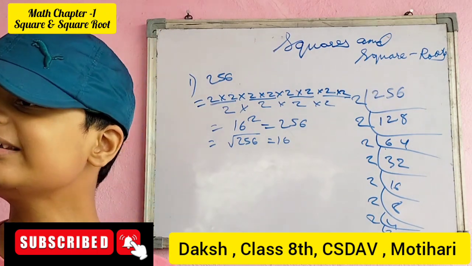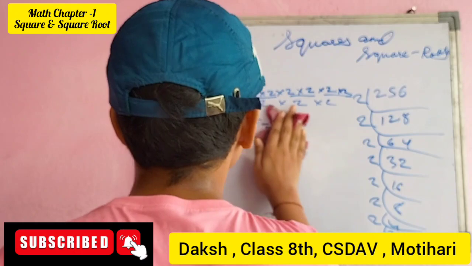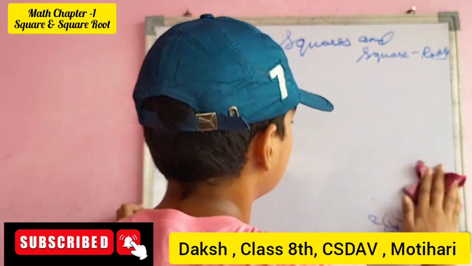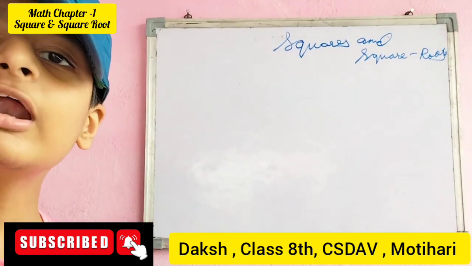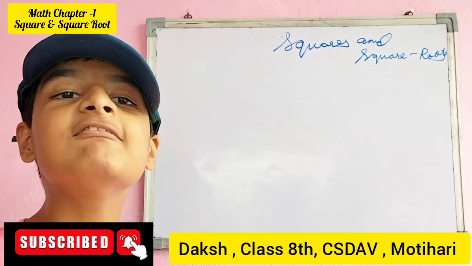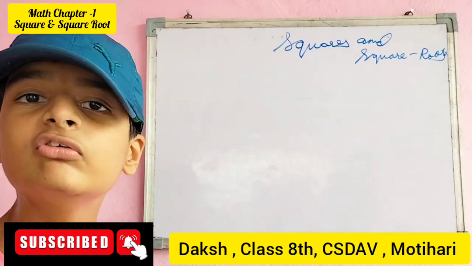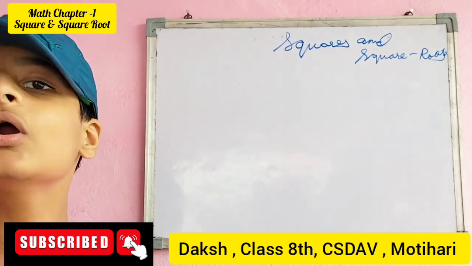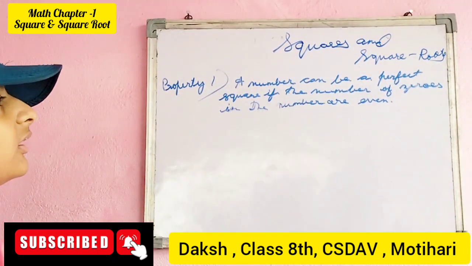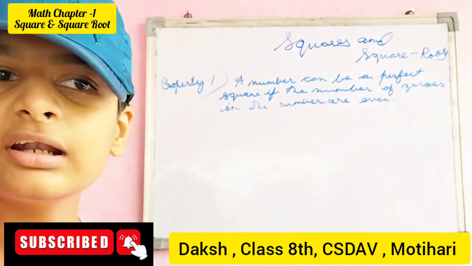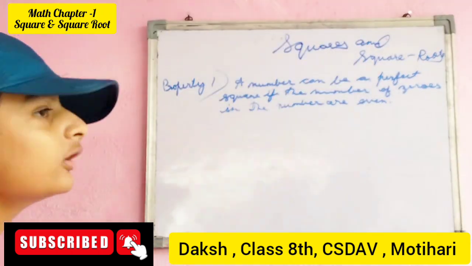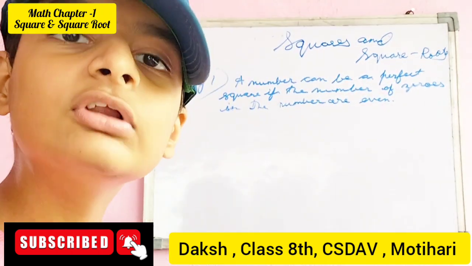Now there are some properties regarding perfect squares. A number can be a perfect square only when the number of zeros in it is even. If there are an odd number of zeros, the number is not a perfect square. Property meaning a number can only be a perfect square if the number of zeros in that number is even. If there are odd zeros, the number will not be a perfect square.